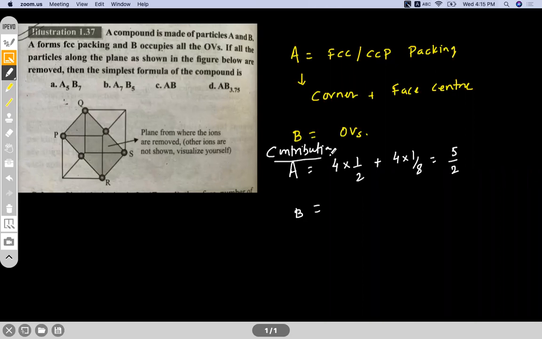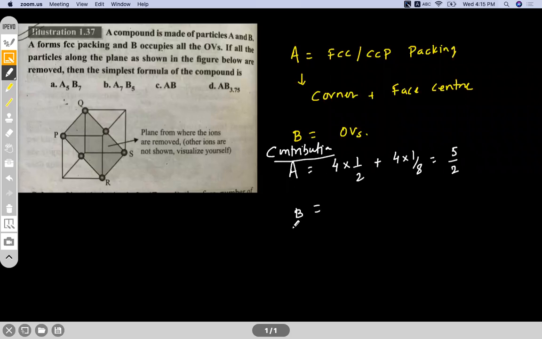Out of six face center A atoms, two have been removed. So we are left with only four face centers and four corners. Is it fine now? Yes, sir. So 5/2 is the contribution of A in the unit cell.